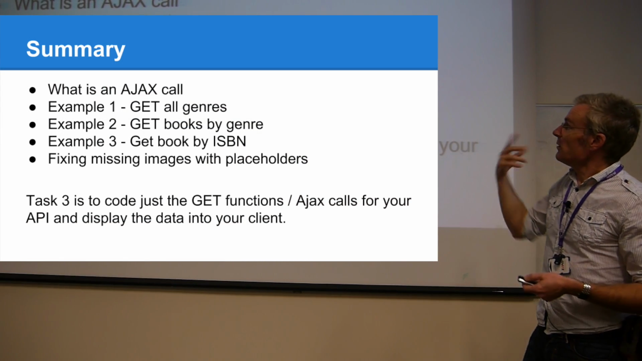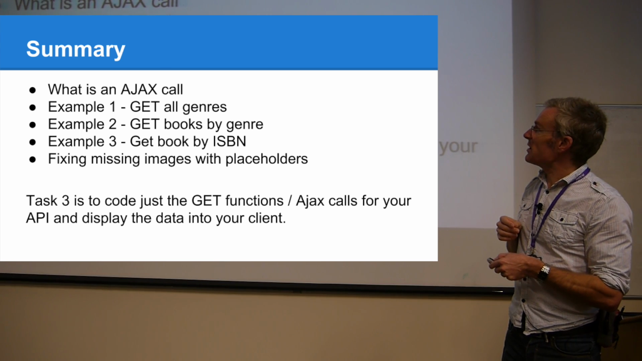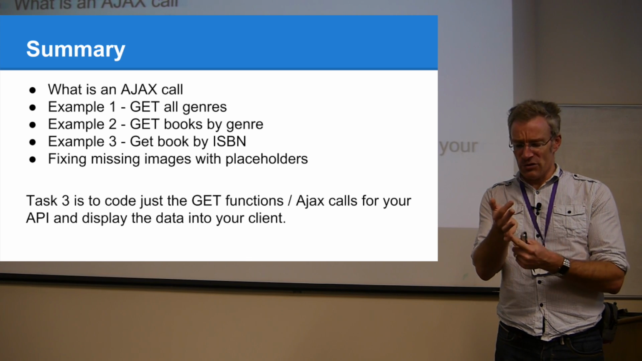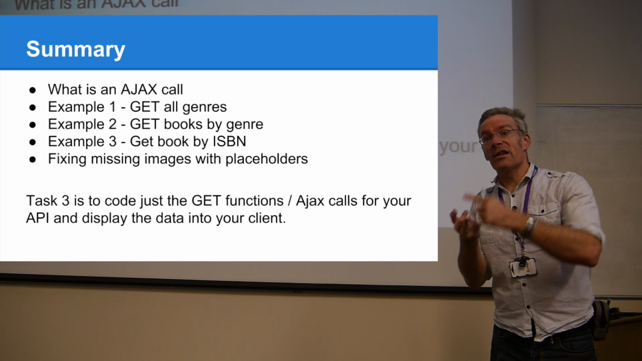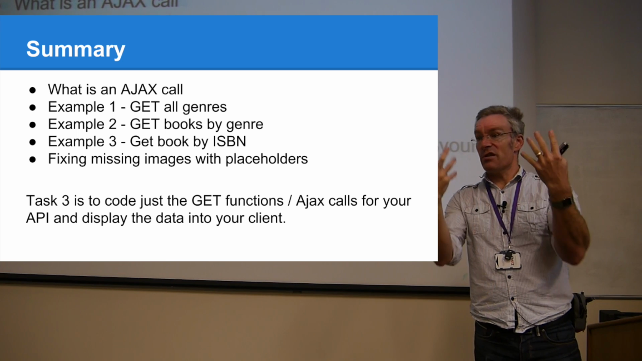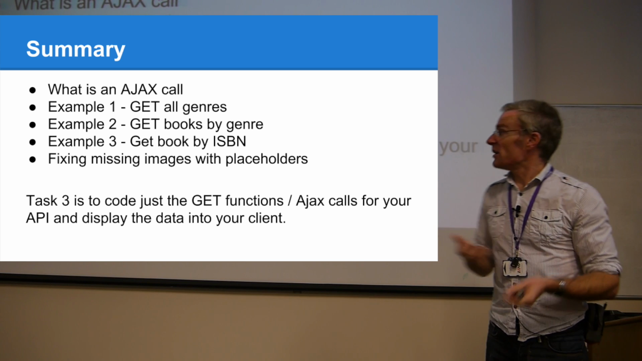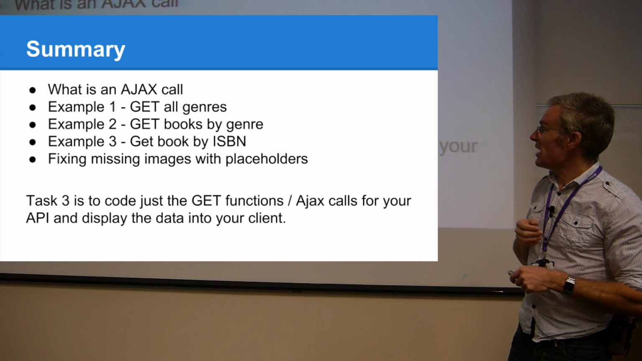So we've covered a fair bit today. We've covered Ajax calls. We've covered how we get from an API, a resource. We've covered how you pass parameters to the resource. We've covered how you handle errors, how you extract the data from the response and turn it into a dictionary and extract the arrays and display them, and how we handle this missing image error.